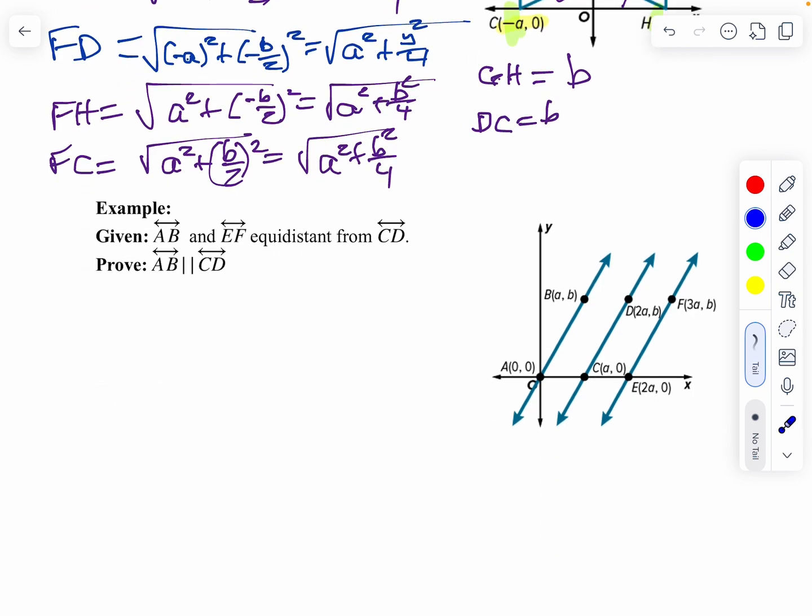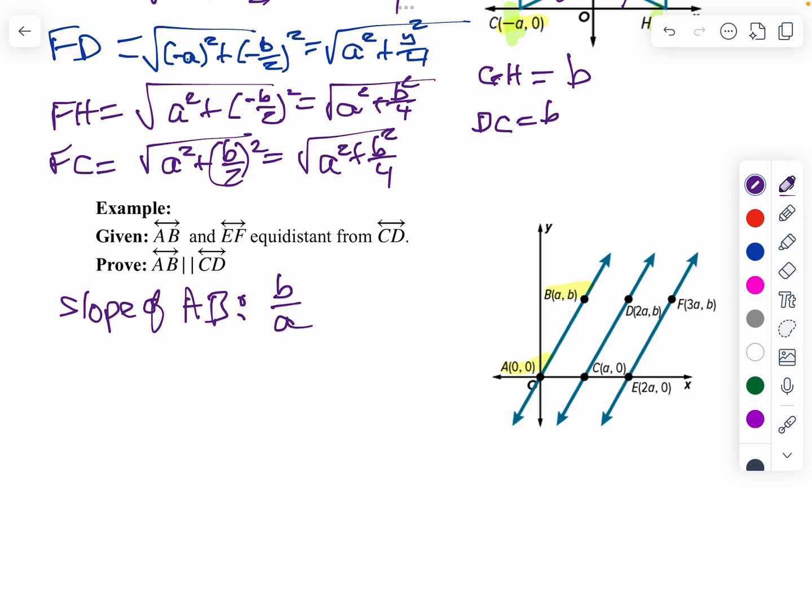Now, to show two lines are parallel, remember, we're given the same slope. So if I got this coordinate proof, my equidistant, that doesn't really help me do my proof. I'm just going to go back to my basics. I'm going to find the slope of AB because I'm trying to show parallel. And notice with one coordinate being 0, 0, it gets pretty simple. It's B minus 0 over A minus 0. So my slope of AB is B over A.